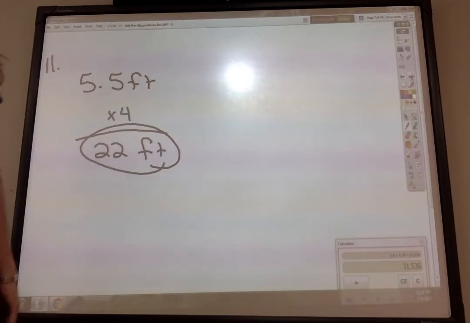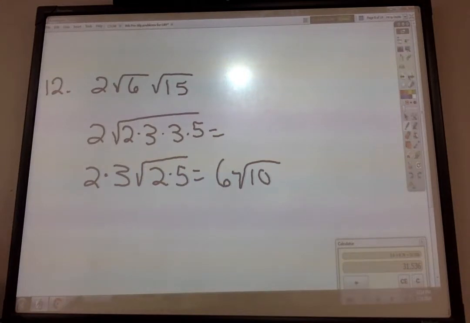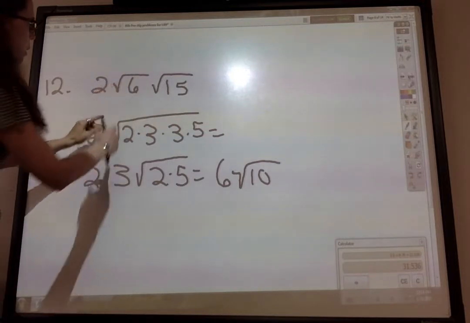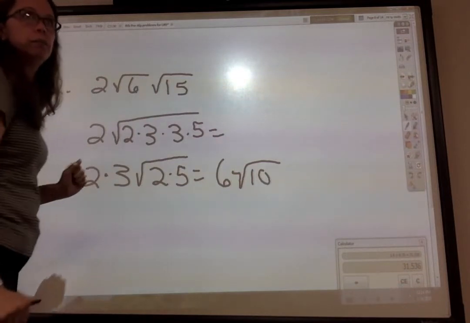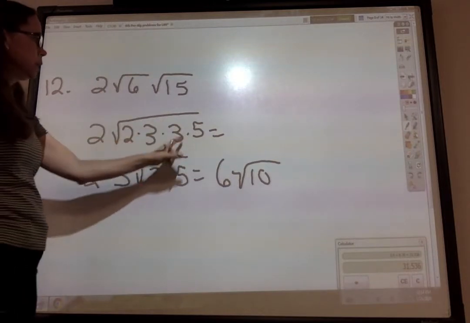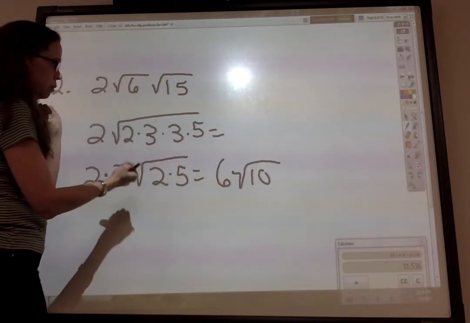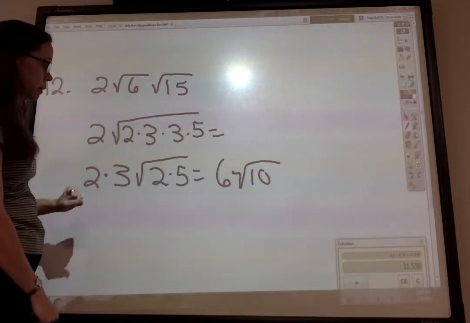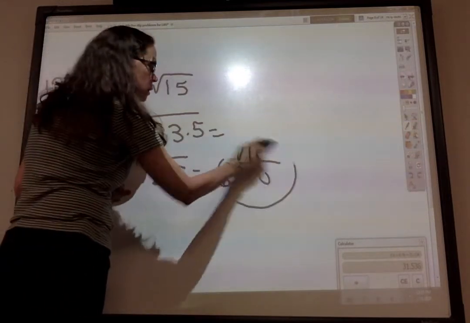Our next one is number 12. This is one of our radical problems. 2 times radical 6 times radical 15. So I put it all under the same radical, and then I broke my 6 and my 15 down into factors. So I ended up with 2 radical 2 times 3 times 3 times 5. And I noticed that I have 3 times 3, which means I can bring the root out. 3 times 3 is 9. The root of that is 3. So now I have 2 times 3 on the outside. And then inside of my radical, I have 2 times 5. So my final answer is 6 radical 10.